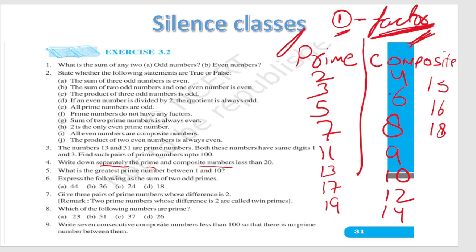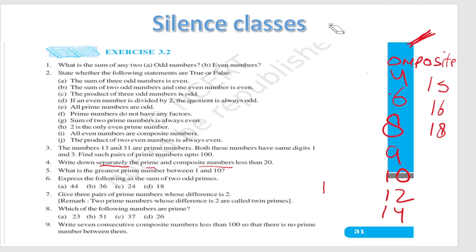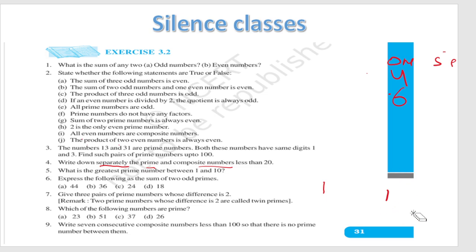Now let's continue with question number 5. What is question number 5 saying? I hope you guys understood. For all of these topics, what are prime numbers and what are composite numbers, you can watch my previous videos. You will get clarification of each and everything over there.